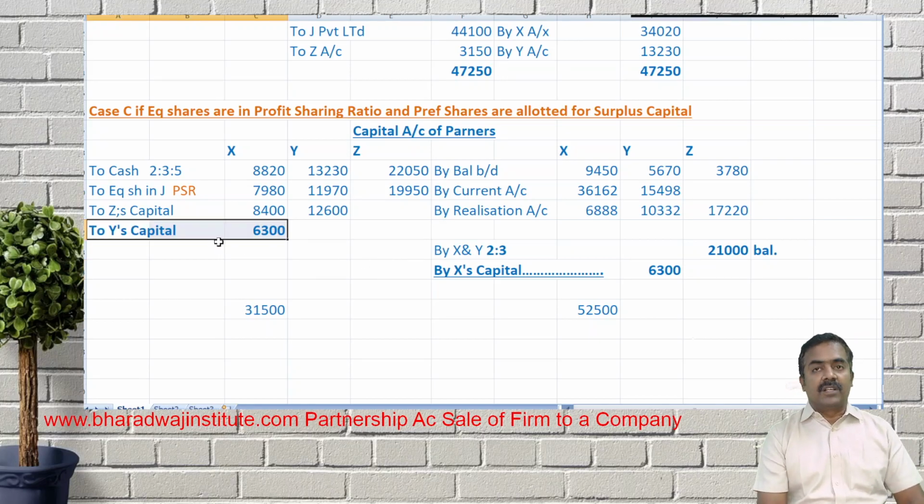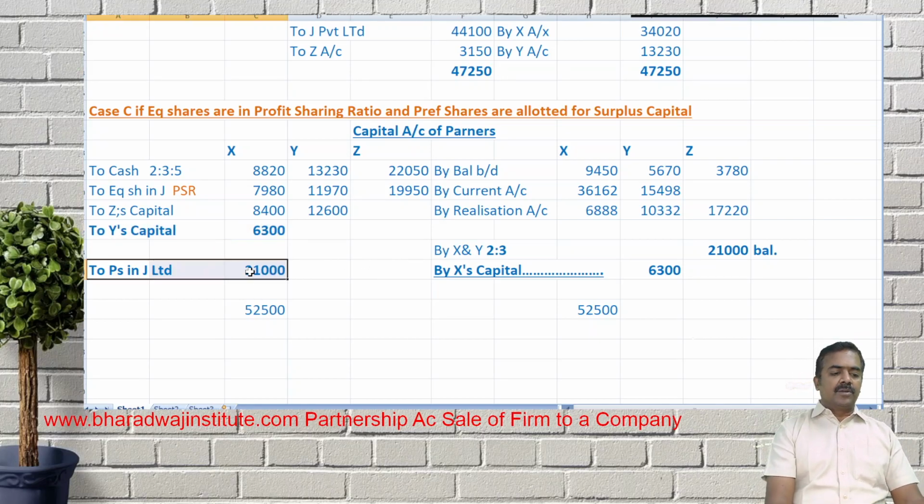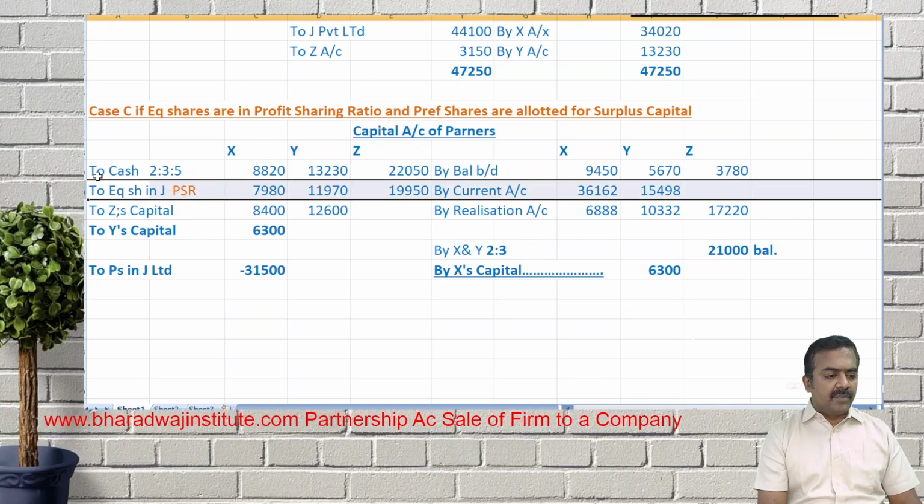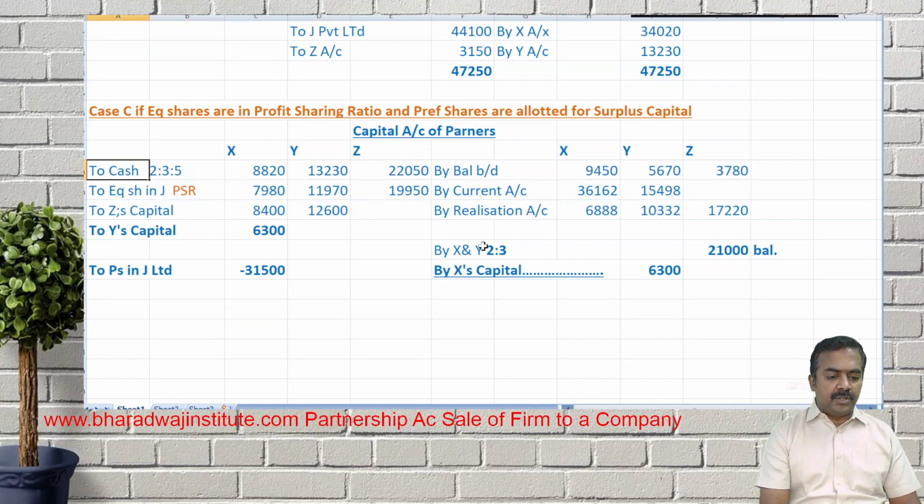After that, how much surplus is still left? What is the surplus left out? 21,000. That will be settled in the form of what? Preference shares in J. So equity shares and cash are both in the profit sharing ratio.